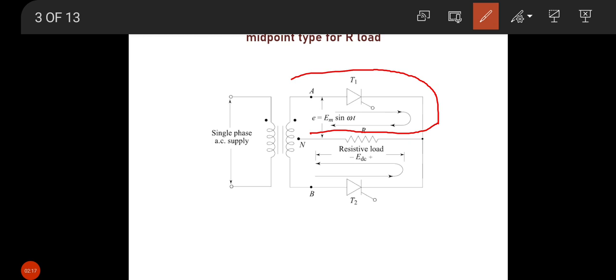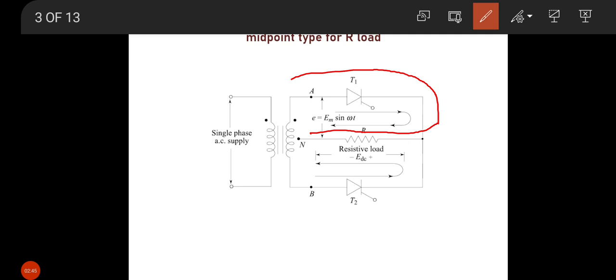This current continues to flow through the load as long as the thyristor T1 is in the conduction state. At the instant omega t equal to pi, the thyristor T1 gets turned off as the load current passes through natural zero. So this is mode 1 operation. Now the second mode.